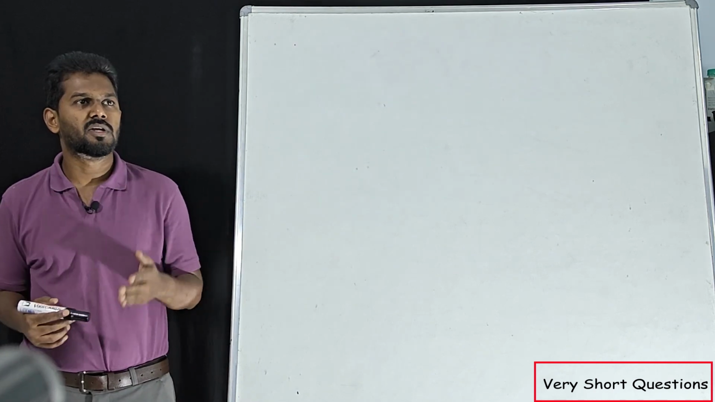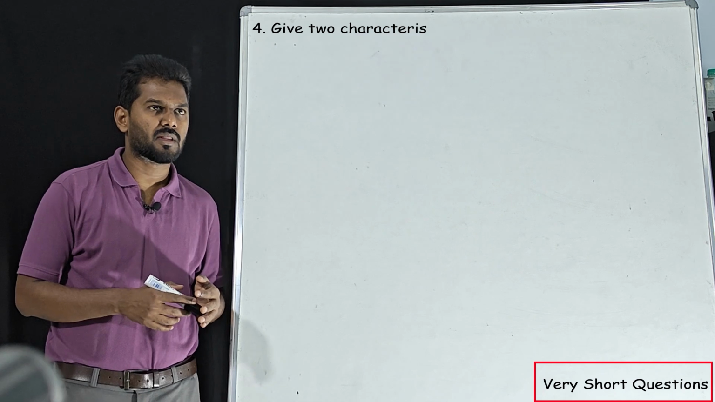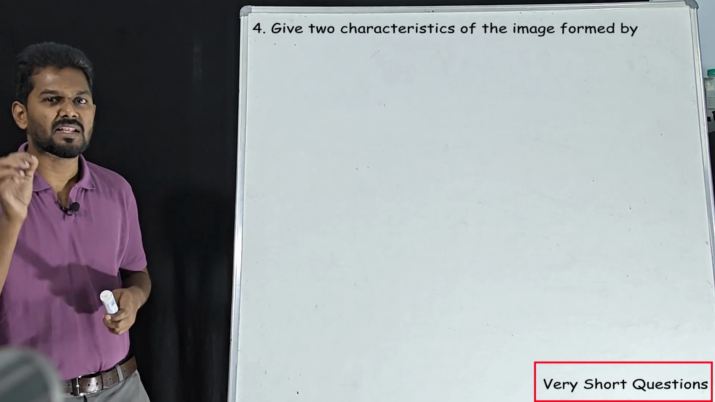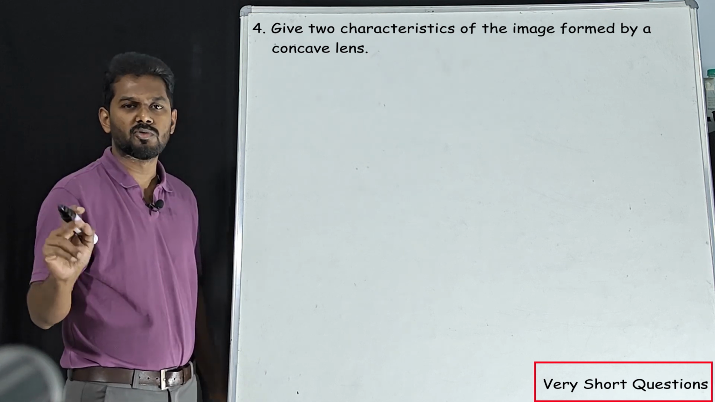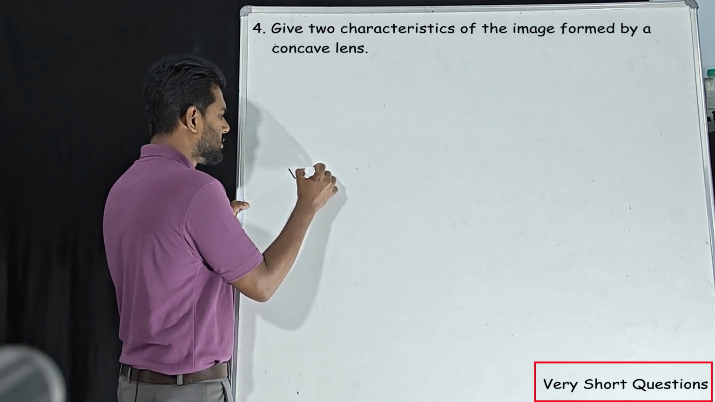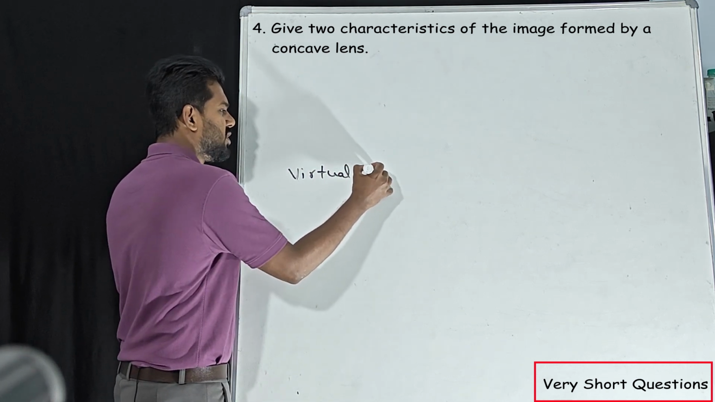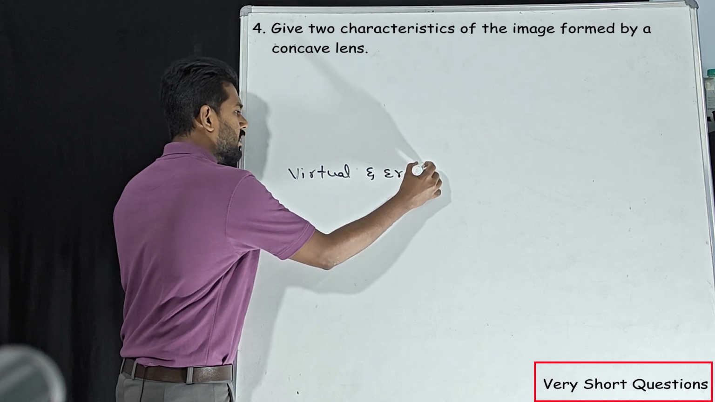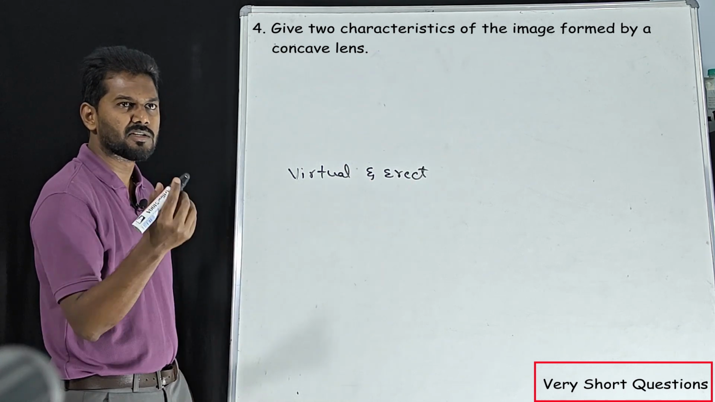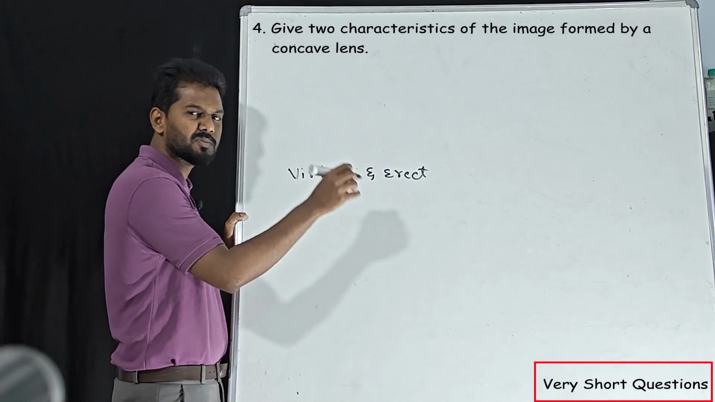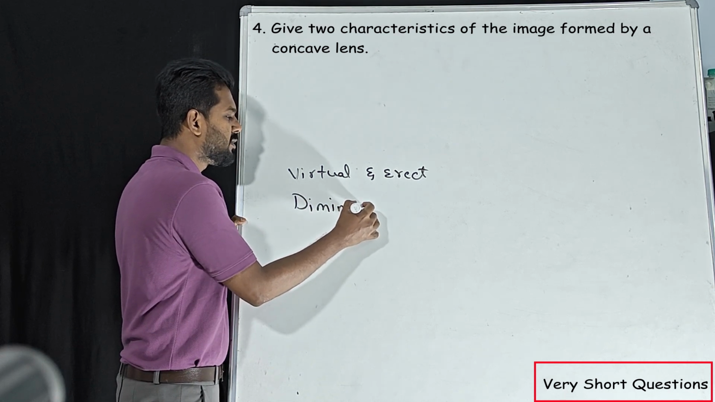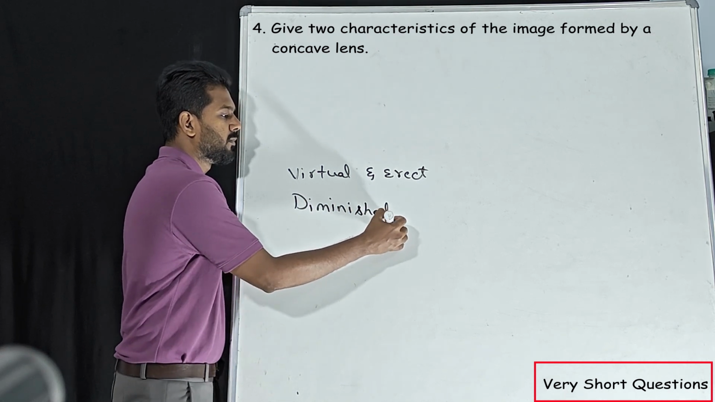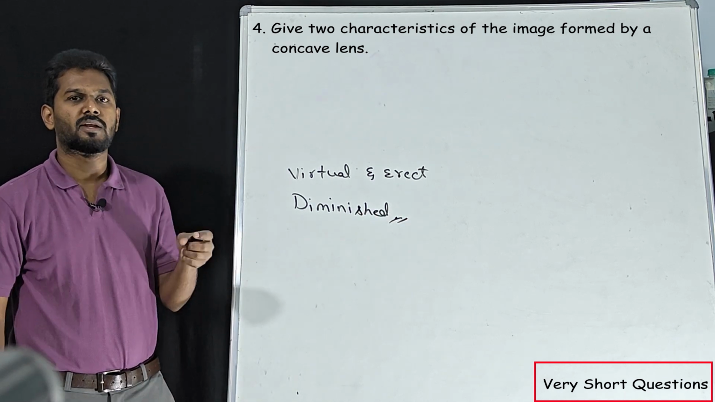That's it. Our next question, give 2 characteristics of the image formed by concave lens. We know concave lens always produces a virtual image. If it is virtual, it will be erect. This is one characteristic. There is one more, that is nothing but it always produces a diminished image. This is very much important. These are the two characteristics.